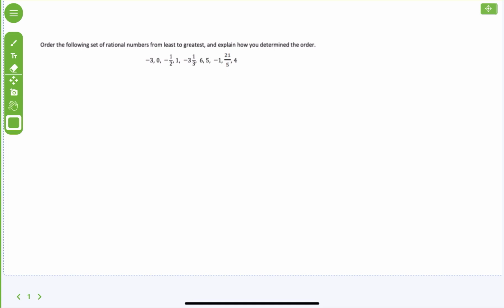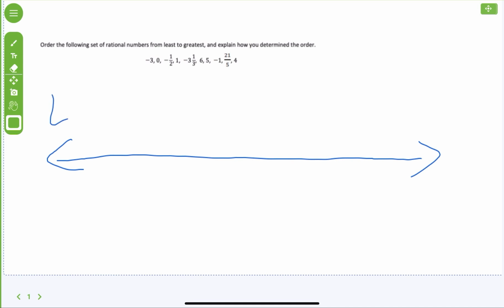And we know that from least to greatest on a number line, least is on the left and greatest is on the right. So let's go ahead, since we have 0, let's put 0 in the middle here. Now, I know that my negative numbers are going to be to the left. Right? Left of 0 is my negative numbers.